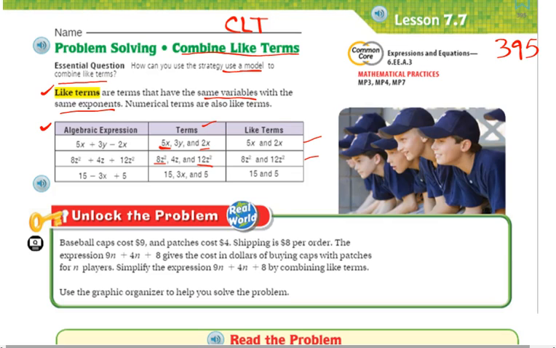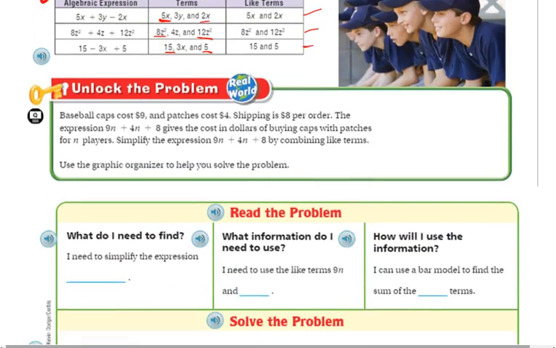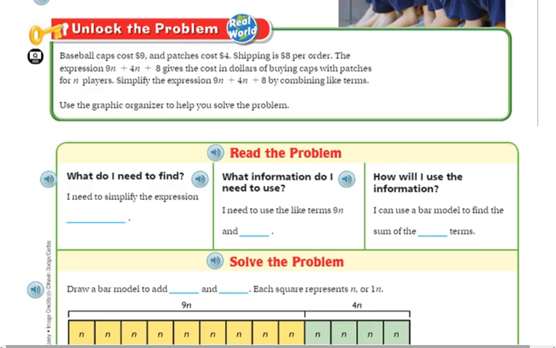And another difference you might see is with the constants or the number pieces of the expression. So we have 15 minus 3x plus 5. The terms in this expression are 15, 3x, and 5. And we have two numerical values, which would be our like terms. All right. So what we're going to work on today is combining these terms to simplify an algebraic expression. Please take a look at the Unlock the Problem with me.